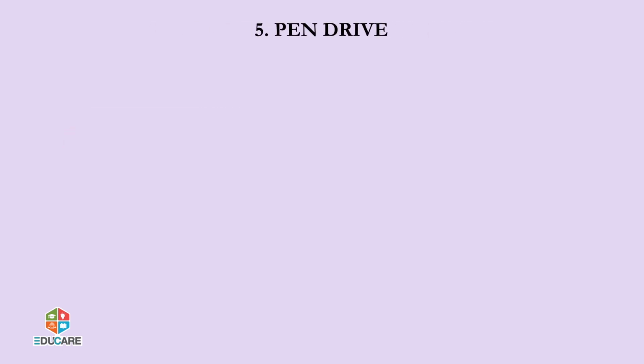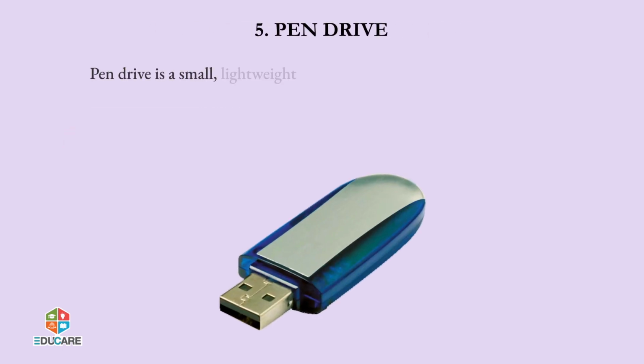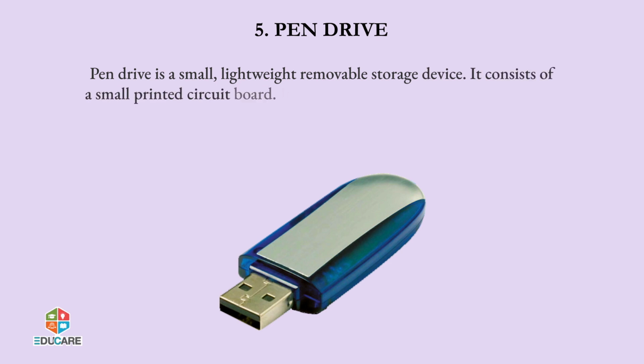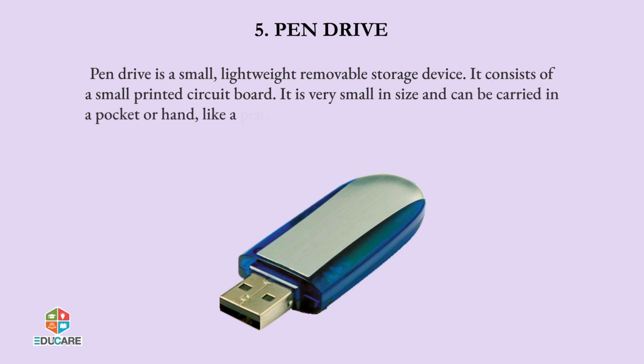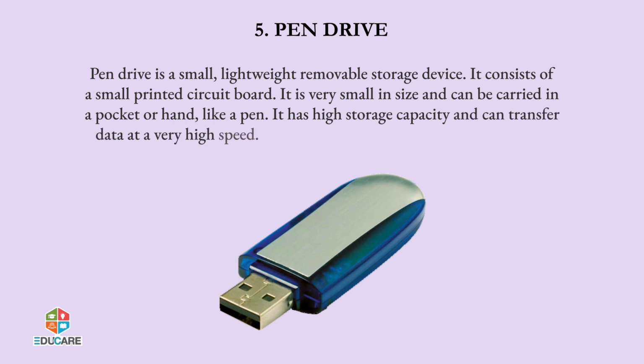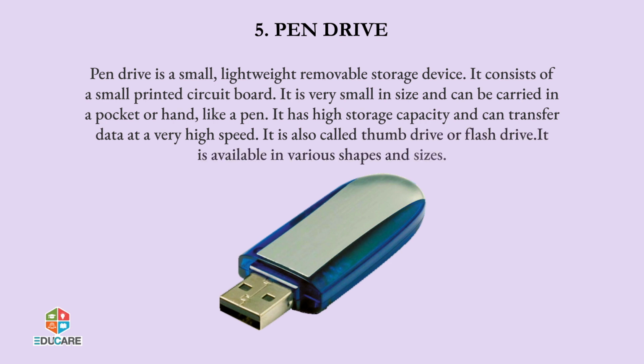Pen drive. Pen drive is a small, lightweight, removable storage device. It consists of a small, printed circuit board. It is very small in size and can be carried in a pocket or hand like a pen. It has high storage capacity and can transfer data at a very high speed. It is also called thumb drive or flash drive. It is available in various shapes and sizes.